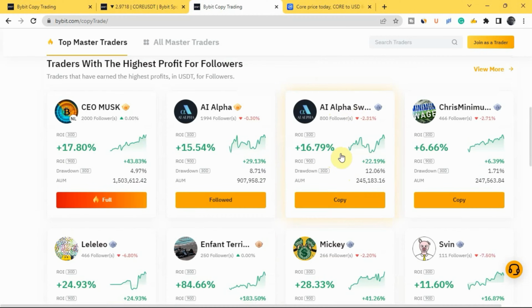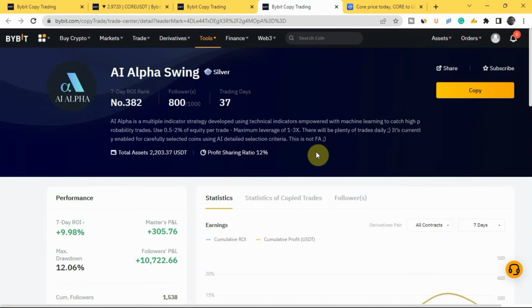So let's say I want to copy this trader right here. Before I tap on copy right here, let's firstly check out more details about this trader. So if you want to check more details, just tap on the person's username right here, and it will bring you to the page where you can see more details about this trader.